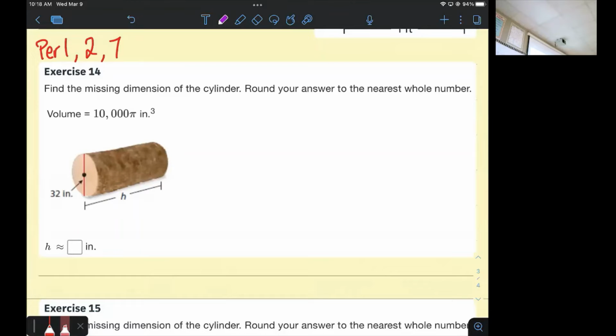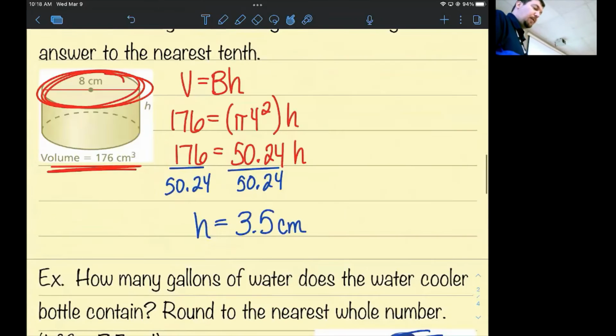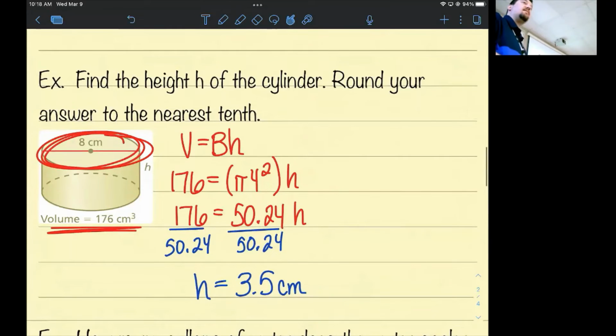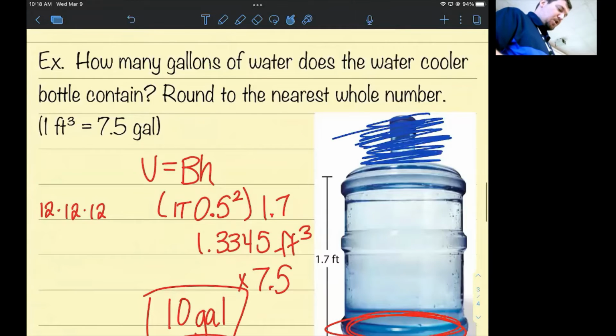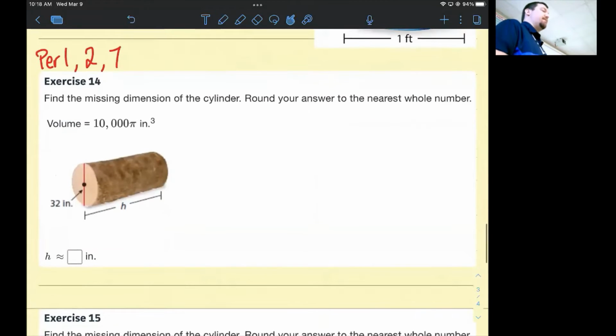Right, number 14 from last night's homework says, find the missing dimension of the cylinder. Round your answer to the nearest whole number. Now, we did an example of a problem like this right here, where we had to find the missing height of the cylinder. This is almost identical to that, but you might notice there's one main difference.